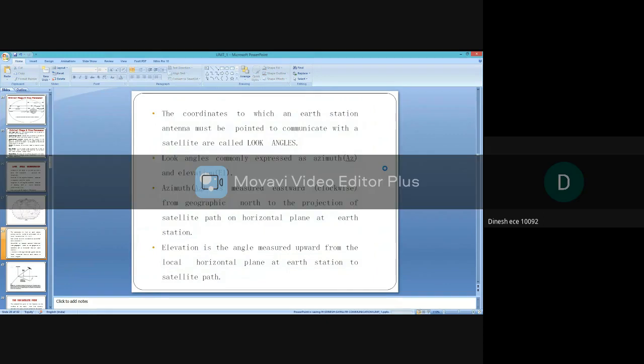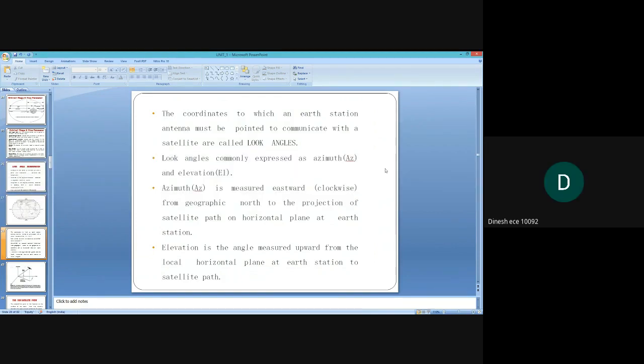The coordinates to which an earth station antenna must be pointed to communicate with the satellite are called look angles. So the look angles are commonly expressed as azimuth, AZ, and elevation, EL.